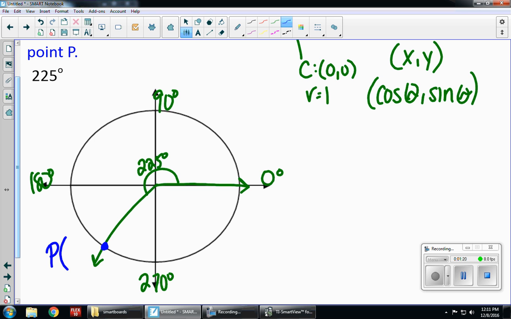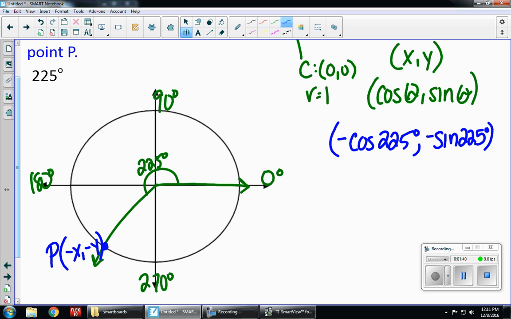Now, because I'm in the third quadrant, this is going to be a negative x value and a negative y value because we went to the left and we went down. So it's going to be negative cosine of 225 degrees, comma, negative sine of 225 degrees.